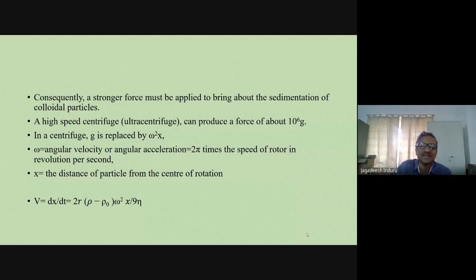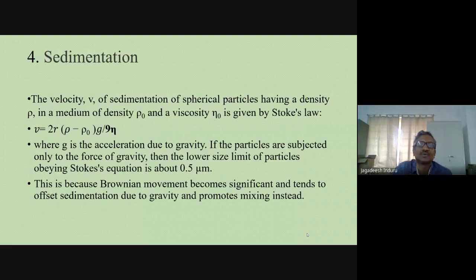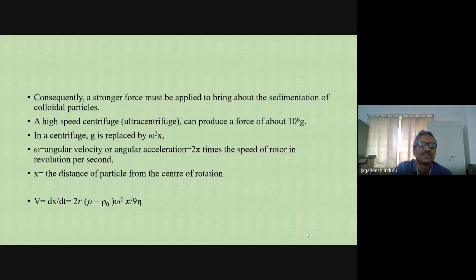So the same equation that we have seen in Stokes' law is replaced by g replaced with ω²x. This is what we are going to have under these conditions, when your centrifugal force is 10 to the power of 6 times more than your gravitational force, you are going to have a sediment formed in the case of colloidal dispersions. Otherwise, you don't get any sedimentation under normal conditions because of Brownian motion.